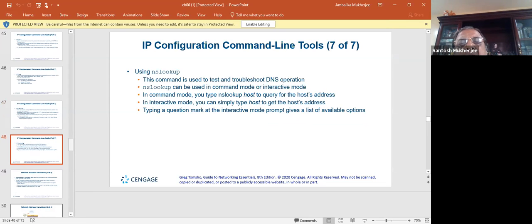Using NSLookup, this command is used to test and troubleshoot DNS operations. NSLookup can be used in command mode or interactive mode. In command mode, you type nslookup host to query for the host address. In interactive mode, you can simply type the host to get the host address. Typing a question mark at an interactive mode prompt gives a list of available options.